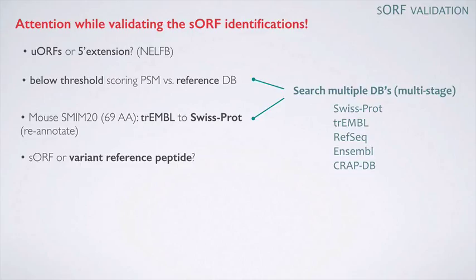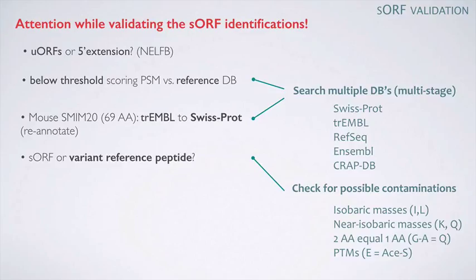So this is something that you have to include. You also have to include cRAP DB, which is stuff, contaminants, which occur quite often in mass spectrometry. So you have to include this as well, just to make sure that what you identify at the last level is really new.